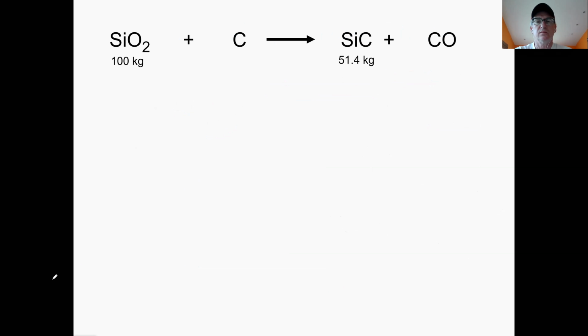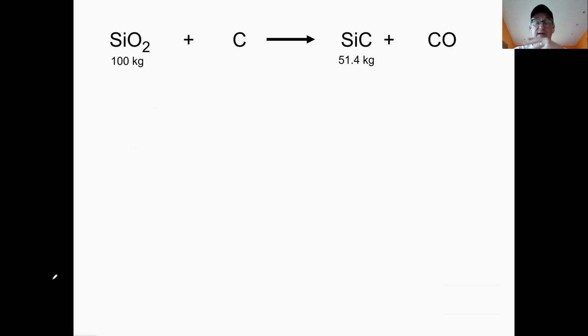Wait, 100 kilograms of sand. That is silicon dioxide. Pure silicon dioxide is sand. That's what sand is made out of. I mean, obviously, there are other impurities in there. It's a naturally occurring mineral, so there's going to be all kinds of other stuff in there. But for the sake of argument, we'll say that it's pure silicon dioxide. It's mostly silicon dioxide, like 95 to 100%. But it's not absolutely pure. There's going to be other minerals and stuff in there.